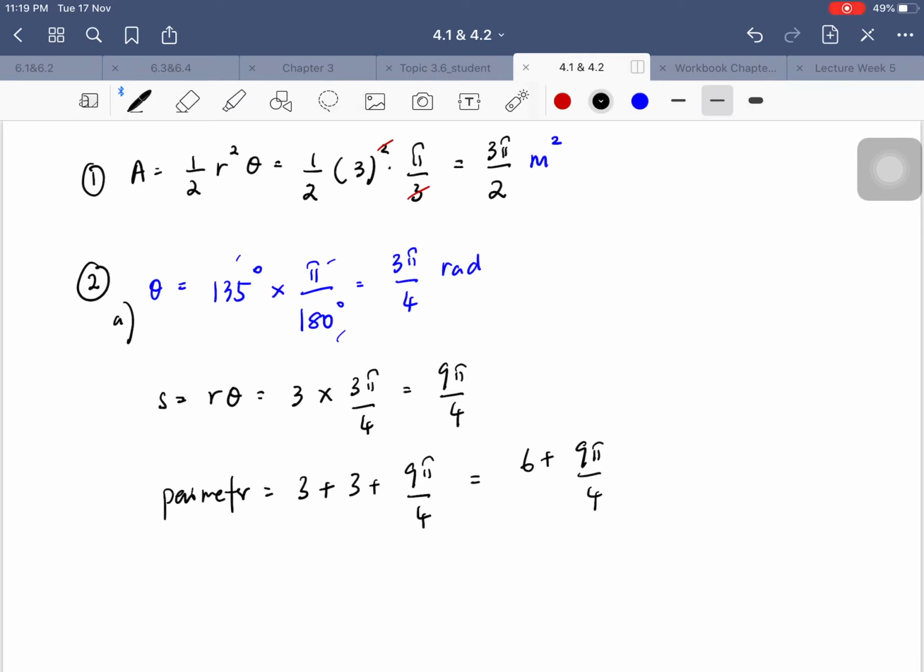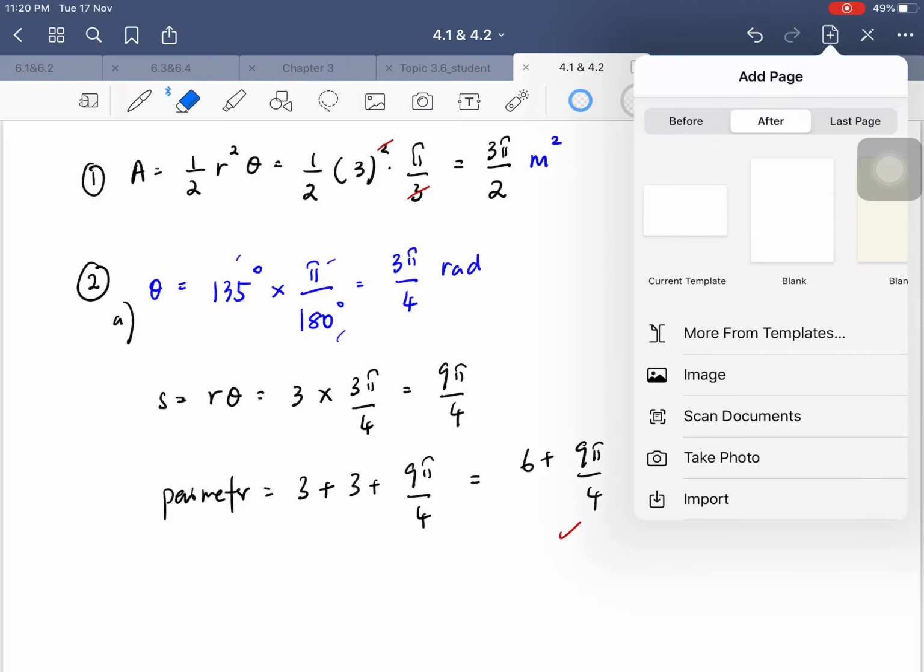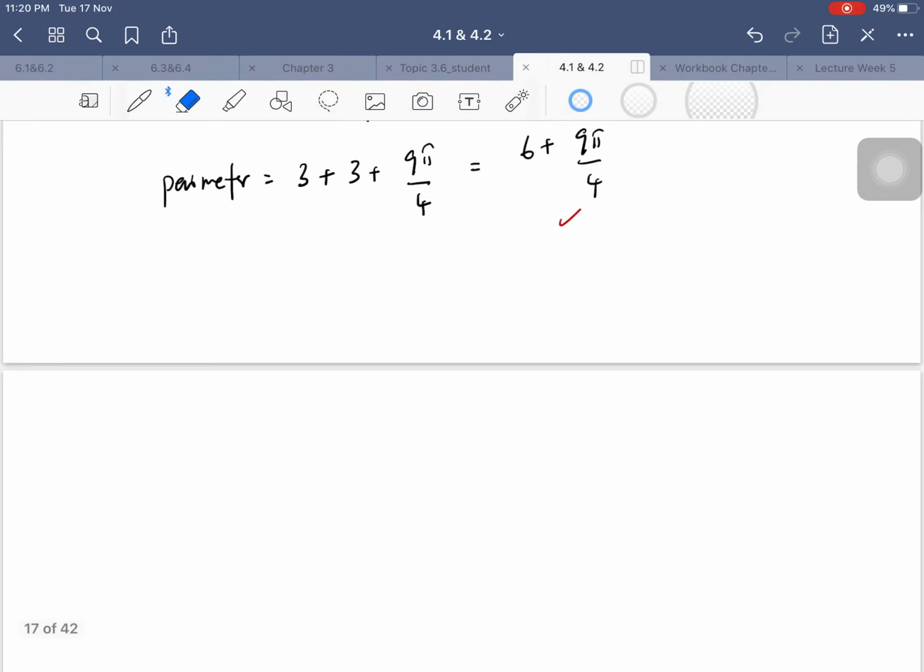Either you leave it like this, or you can actually make it into only one fraction. So this is going to equal 24 plus 9 pi over 4. But if you leave it in this form, that is actually good enough. No need to make it in terms of a simplified fraction. Just leave it like that, it's going to be easier that way. So for this case, our perimeter is going to equal 6 plus 9 pi over 4. So that will be for A.